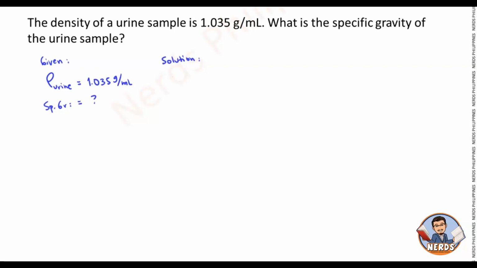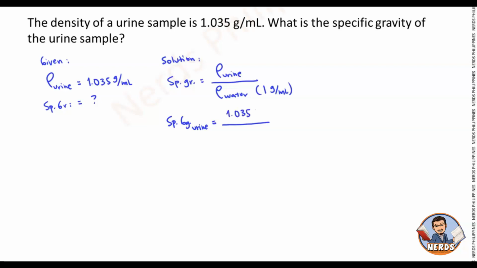As per sa lecture natin, yung specific gravity is equal to yung density ng given substance natin, which is density of urine, over the density of water, in which we are using 1 grams per milliliter. Okay, so substitute natin yung value, specific gravity ng urine is equal to yung density ng urine, which is 1.035 grams per milliliter, over the density of water, which is 1.0 grams per milliliter.